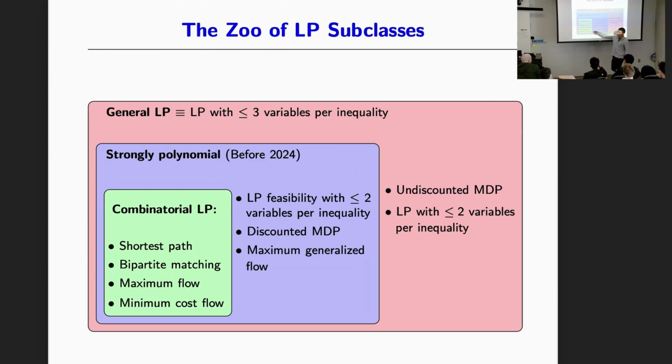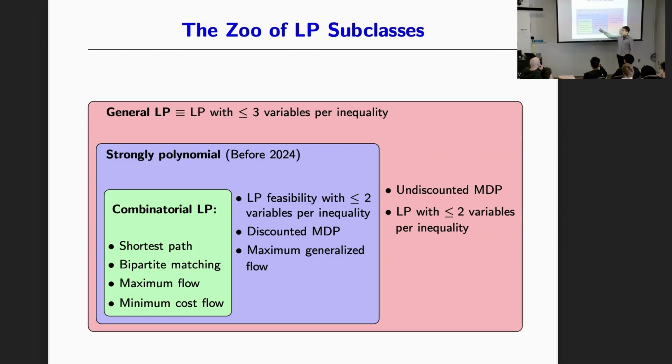For these graph problems, we all know that they can be formulated as a linear program. And by a seminal result of Tardos, she defined a superclass of such LPs called combinatorial LPs and gave a strongly polynomial algorithm for this class. There are some other instances of LPs outside of this class that we also know how to solve in strongly polynomial time, such as the feasibility problem of linear programs with at most 2 variables per inequality.